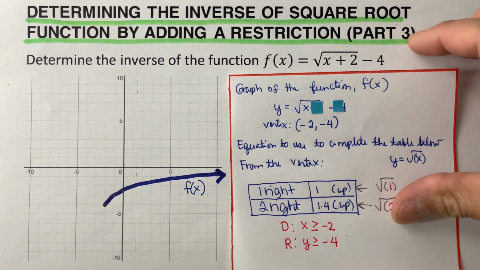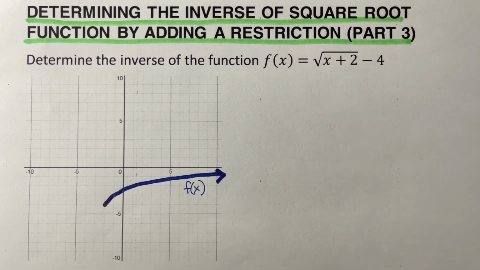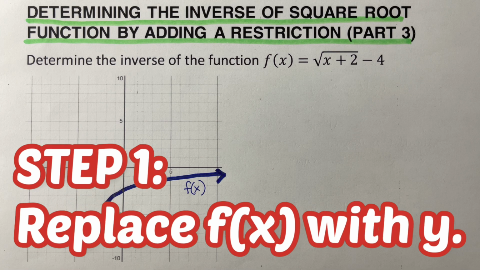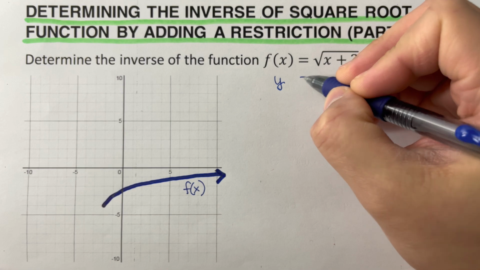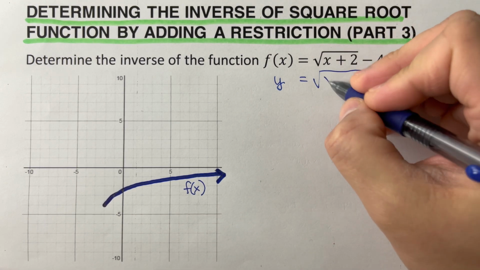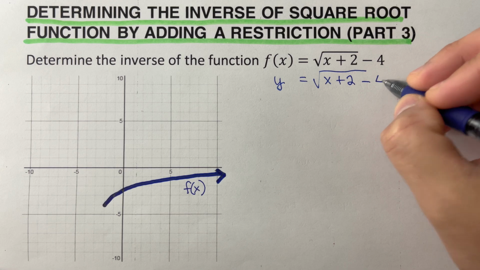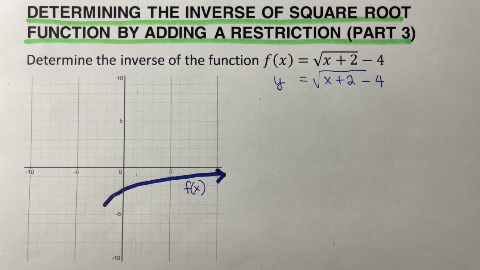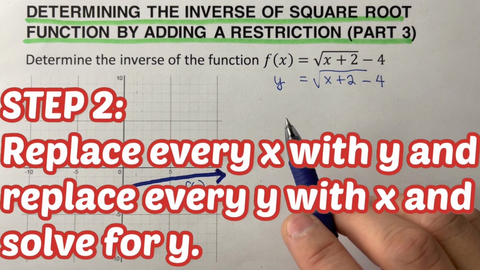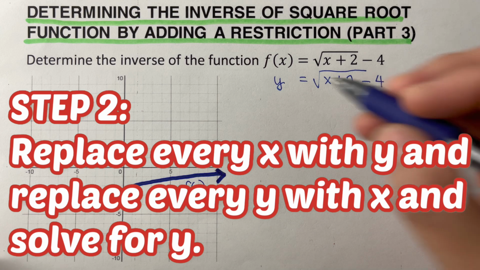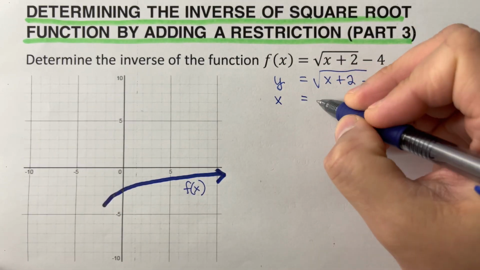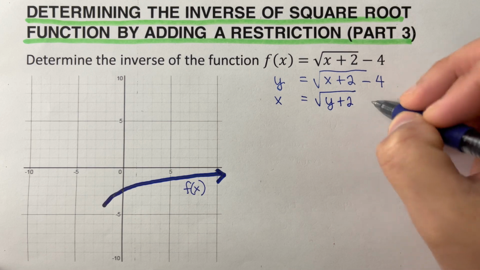Okay, now we are ready to determine the inverse for this function that we have right here. There are steps that we need to follow in order to determine the inverse of a function. So the first step is to replace f of x with y. So we have the f of x here. We're going to replace that with y. So that is y is equal to the square root of x plus 2 minus 4. So then we move on to the second step. The second step is to replace every y with x and every x with y and solve for y. So this y becomes an x and this x becomes the y plus 2 minus 4.